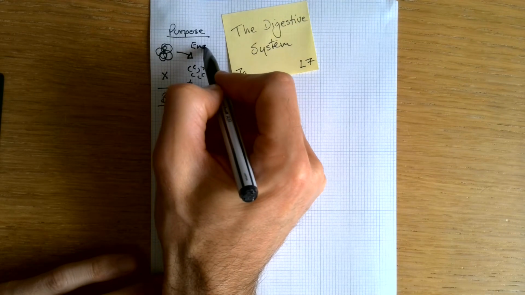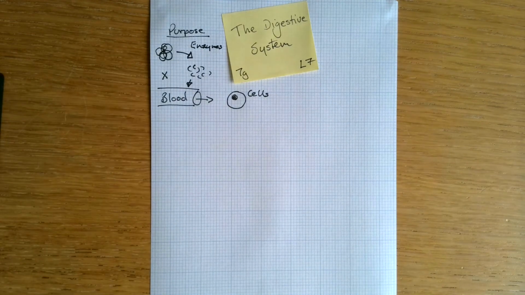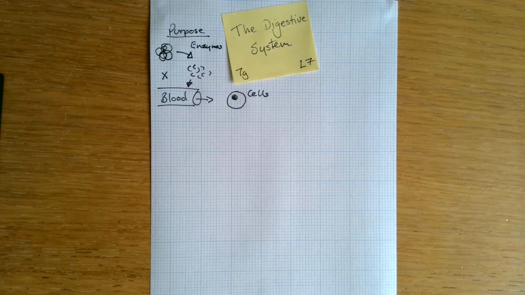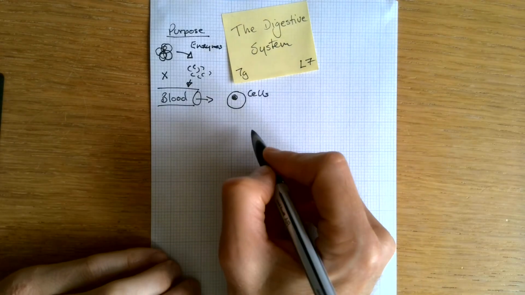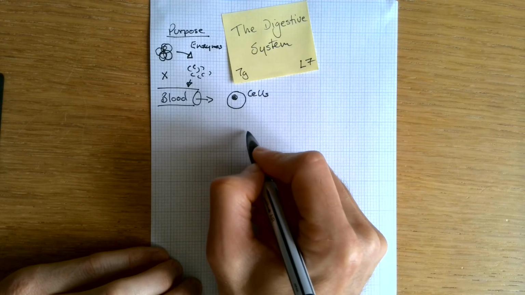So we have a digestive system that helps us break large molecules down into much smaller ones. We'll come on to the details of how enzymes work in another lesson, but we're just going to look at the main organs that are involved with the digestive system. So when we eat food, the first organ or part of the process happens in the mouth.